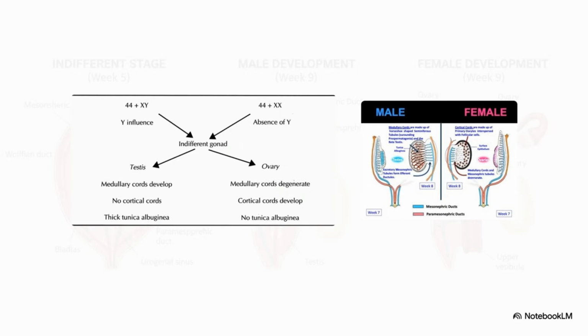Then look at the female side. The medullary tissue in the center is degenerating, and instead you've got proliferating cortical cords right up on the surface epithelium, and absolutely no tunica albuginea separating them. Like I said, it's night and day.